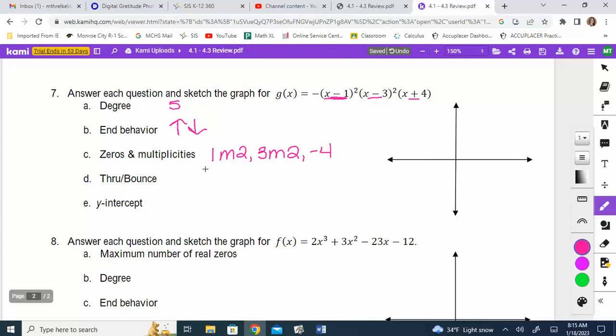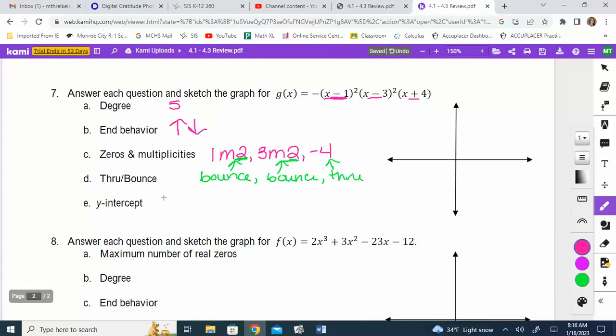Then I want to know for each of these, would you go through or bounce? And remember, when we're deciding that, we are looking at the multiplicity. Can we just draw arrows to them? So at 1, what would it do? Bounce, because 2 is even. Alright? At 3, what would we do? Bounce. And at negative 4? Go through.